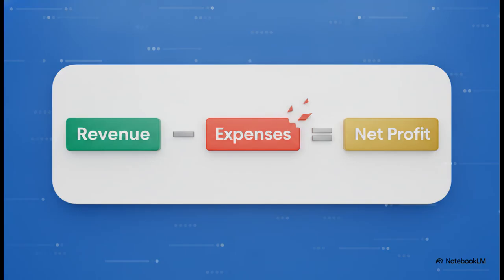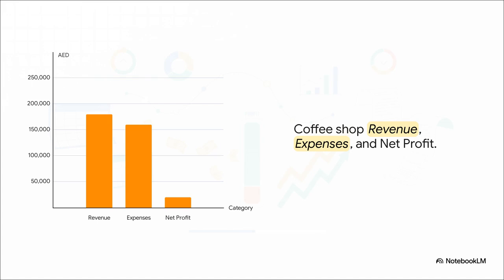So, the crucial point is this formula right here. Lock this into your memory right now. Revenue minus expenses equals net profit, or in some unfortunate cases, net loss. The revenue comes in, the expenses get subtracted out, and whatever's left over, that's your profit. Let's look at this in action with a coffee shop example.